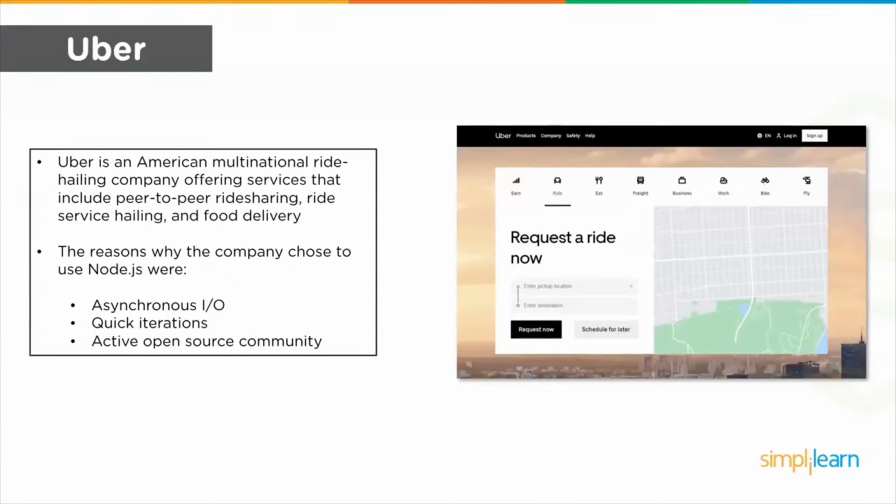Uber. Uber is an American multinational ride-hailing company offering services that include peer-to-peer ride-sharing, ride service hailing, and food delivery. The reasons why the company chose Node.js were asynchronous I/O, quick iterations, and active open source community. As mentioned earlier, asynchronous I/O permits other processing to continue before the transmission has finished.